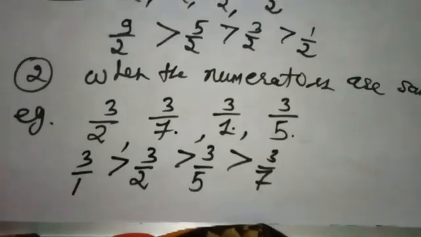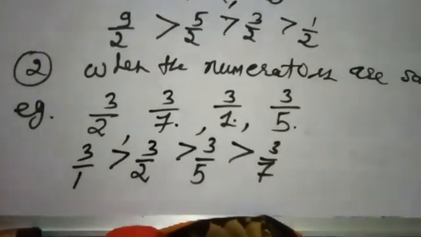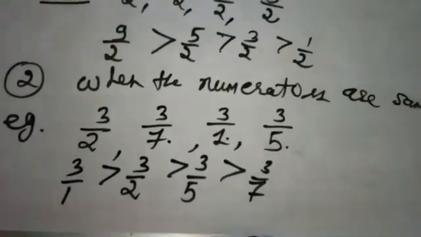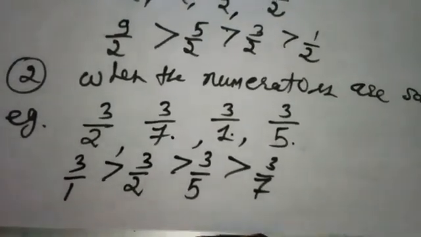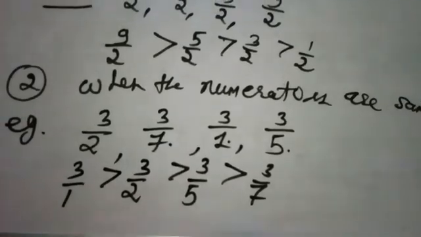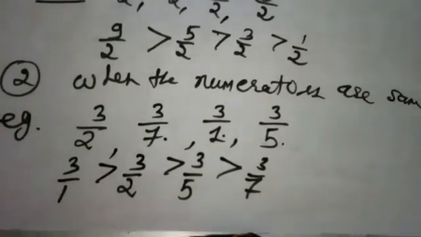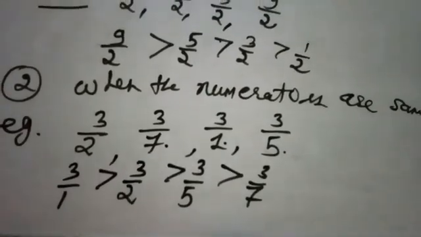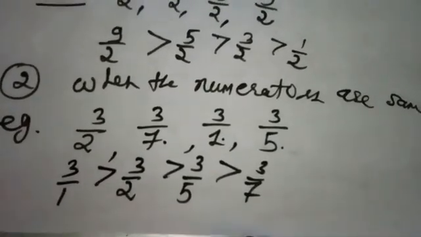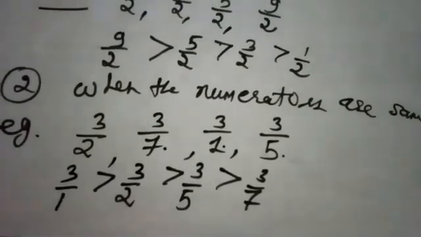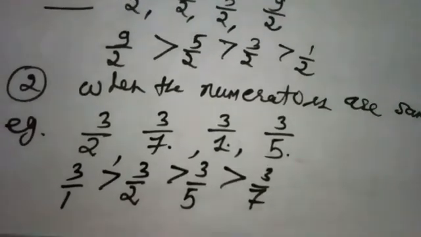When the denominators are different, in this condition we have to convert the given fractions into the same denominator, or we can say we have to convert the given fractions into like fractions, because the definition of like fractions is: the fractions which have the same denominators are called like fractions. Now start our exercise number 5.5. Dear student, this is our exercise number 5.5.